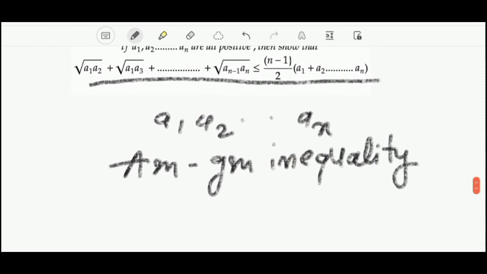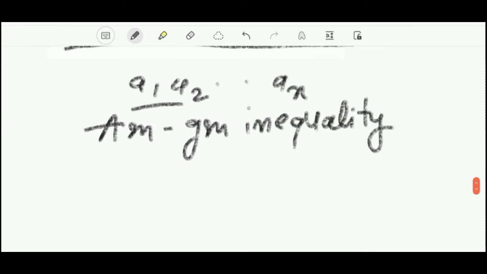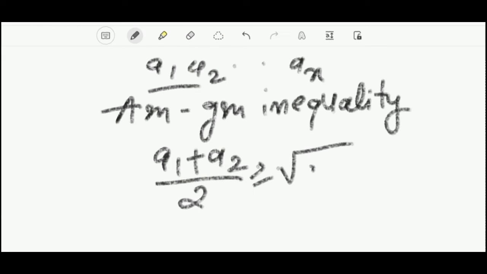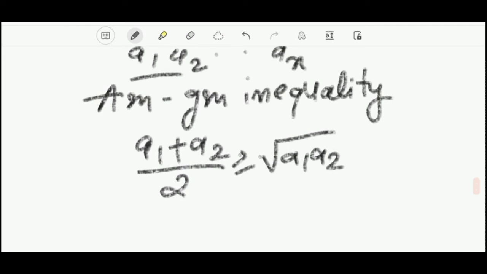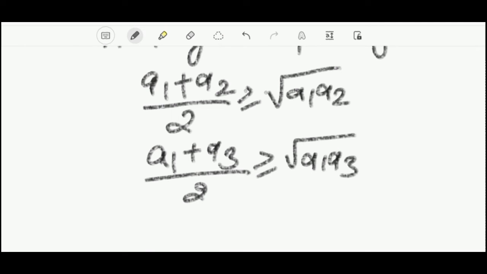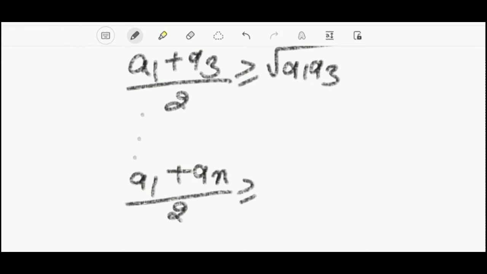I'm going to apply this to the first two elements of the sequence, a1 and a2. So we can simply say that a1 plus a2 upon 2 is greater than or equal to square root of a1 a2. Similarly, we can use the AM-GM on a1 and a3, so a1 plus a3 upon 2 is greater than or equal to square root of a1 a3. It will continue up to a1 plus an divided by 2 greater than or equal to square root of a1 multiplied by an.